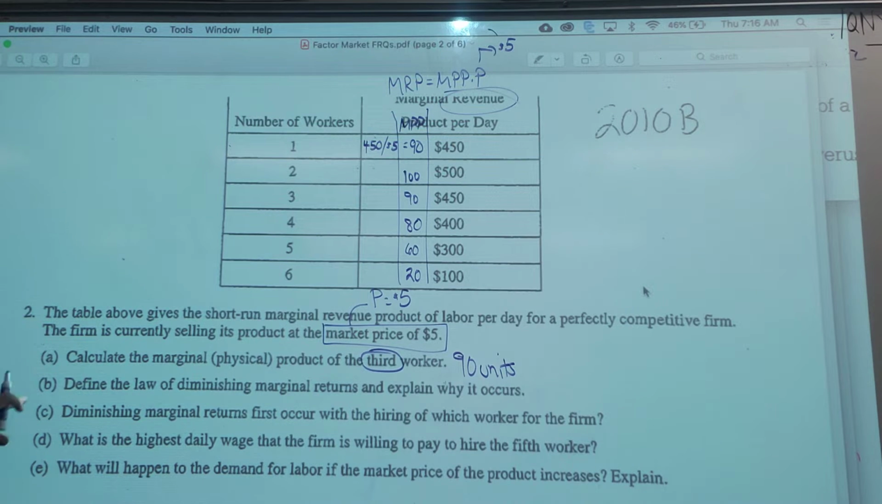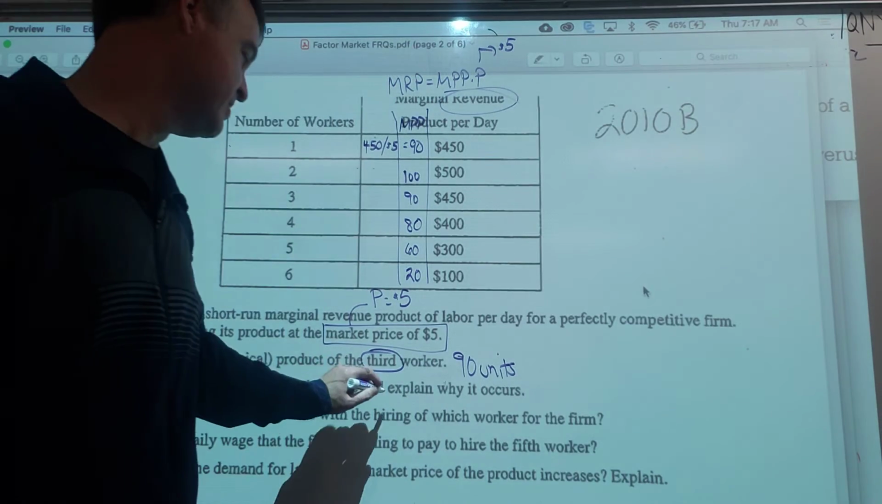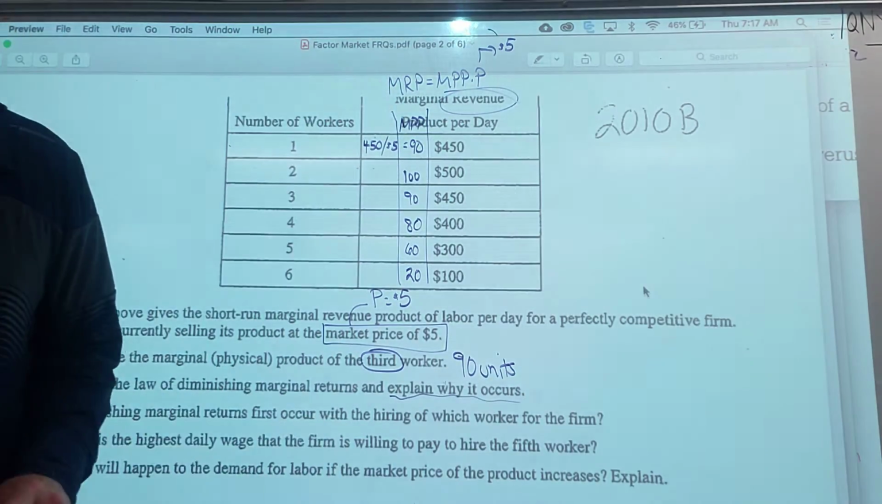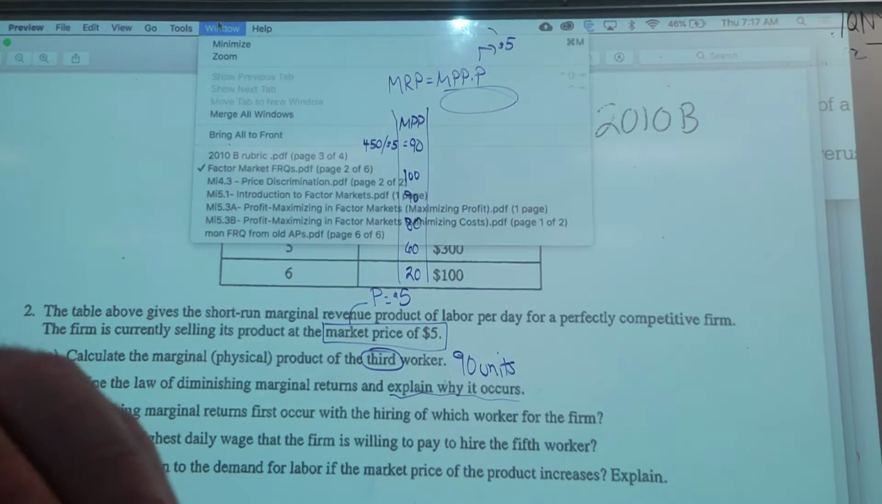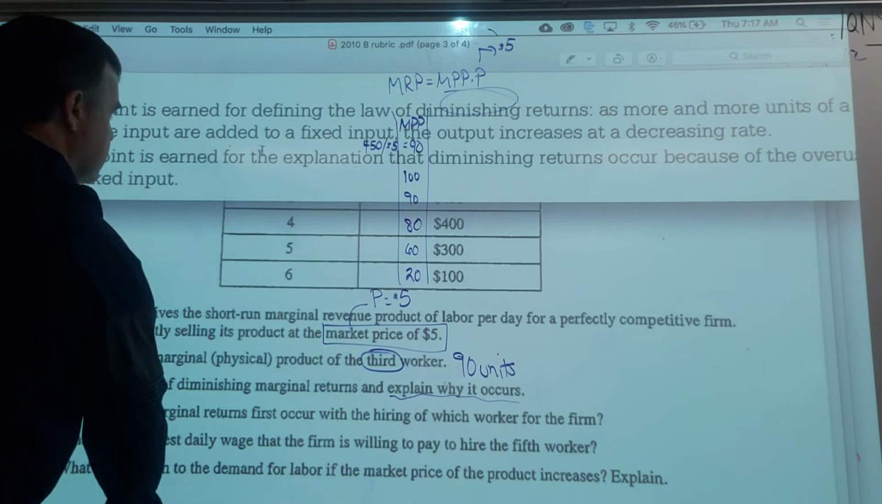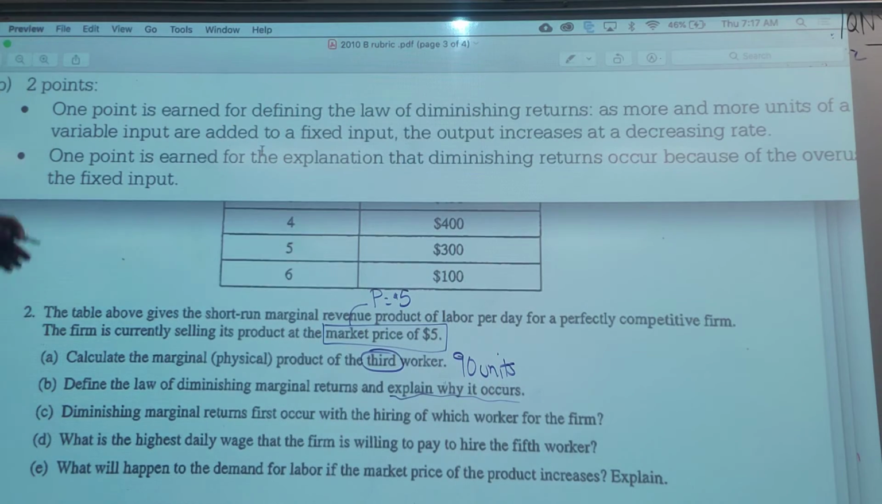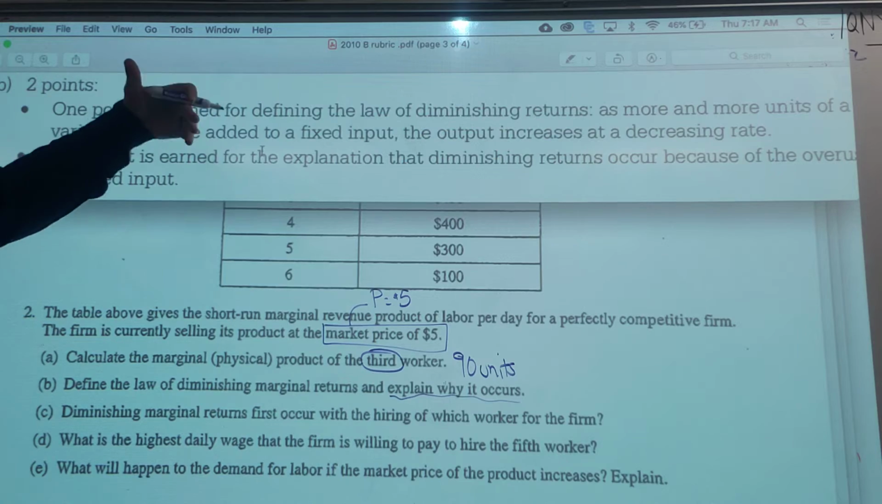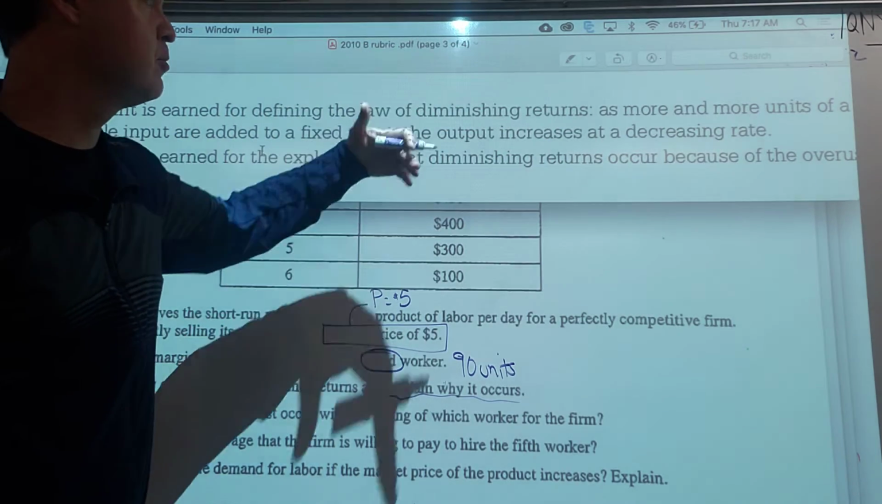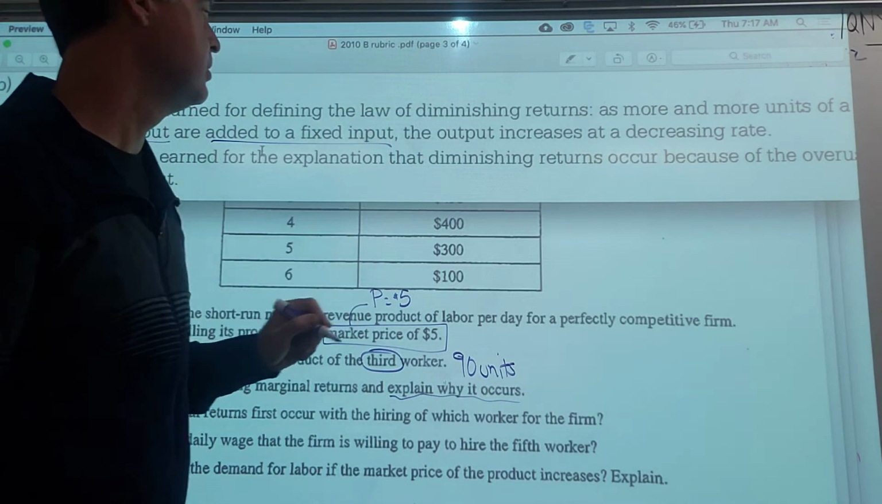B, every once in a while they ask you this, to define the law of marginal returns and explain why it occurs. The defining part isn't that unusual to show up. This doesn't show up much, the explain why it occurs. I just pulled up here so you can see exactly what the rubric says. It's not hard, okay? It's a little wordy, but it makes sense if we slow down and read it. 1 point is earned for defining the law of diminishing marginal returns as more and more units of a variable input are added to a fixed input.